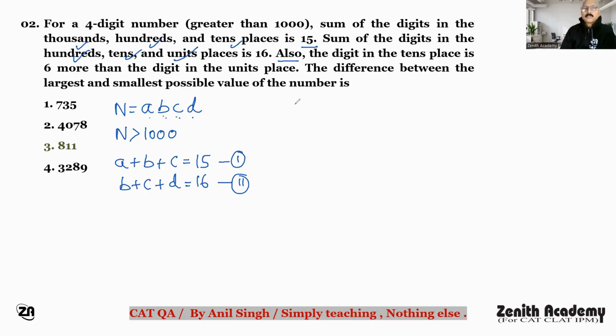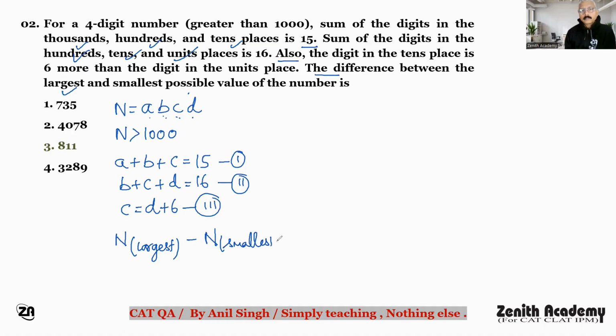Also, the digit in the tens place is C. It's 6 more than digit in the unit place. So C is equal to D plus 6. Then the difference between the largest and the smallest possible value of the number means largest minus smallest. It is our question.